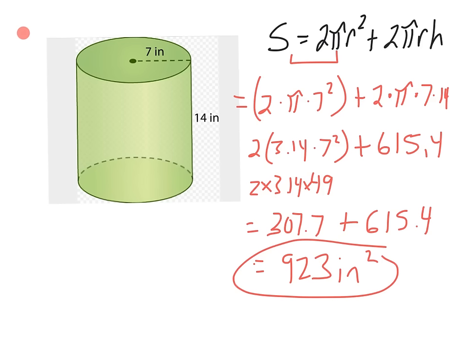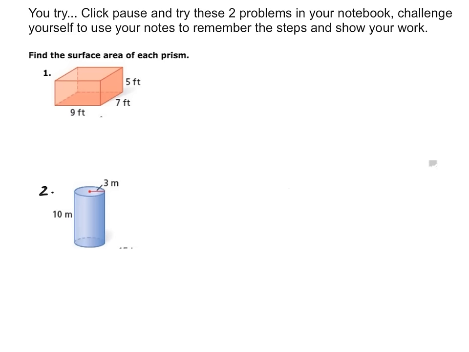Hopefully you took good notes on the formulas, because you should use those notes for the U-Try. Click pause and try these two problems in your notebook. Challenge yourself to use your notes to remember the steps and show your work. For number 1, you could use the formula. You might try using the other strategy though, where you find the area of each of the surfaces and add it up. But the formula was S equals 2B plus P, the perimeter of the base, times the height.